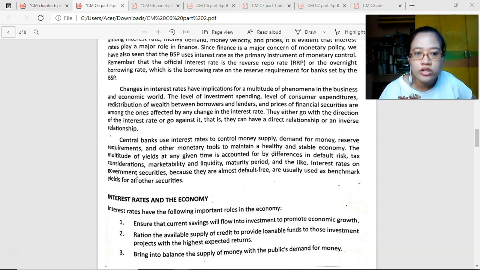Okay, interest rates on government securities, because they are almost default-free, are usually used as benchmark yields for all other securities. Okay, sila yung minimum. Other issuers, hindi pwedeng charge ng mas mababa pa dun sa government-issued securities. Kasi kumbaga, sila yung pinakamababa kasi sila yung pinaka-safe nga na investment.